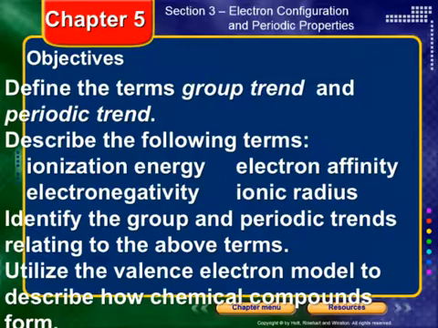I'm going to start with ionization energy. We also have electron affinity, electronegativity, and ionic radius. Then we're going to identify the group and periodic trends for each of the previous terms. And then lastly, utilize the valence electron model to describe how chemical compounds form. Let's get started.